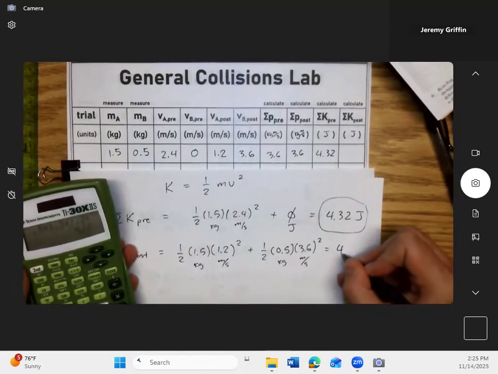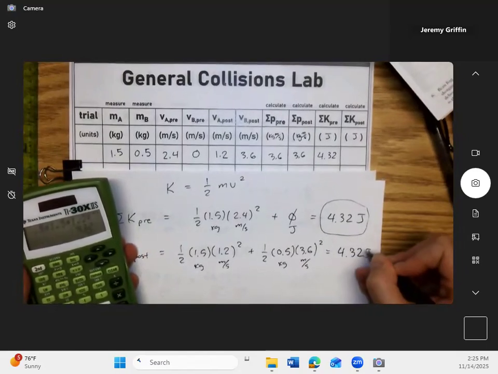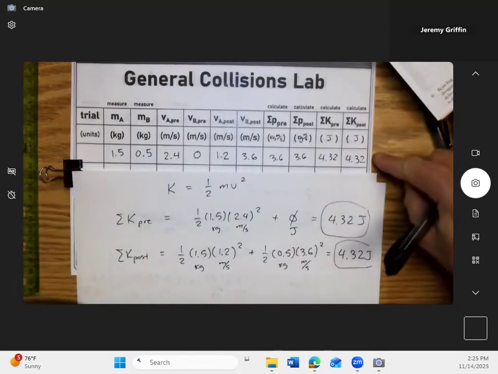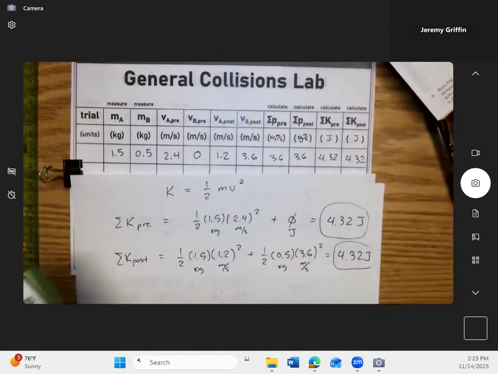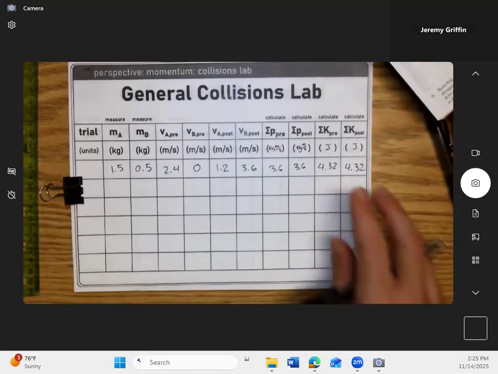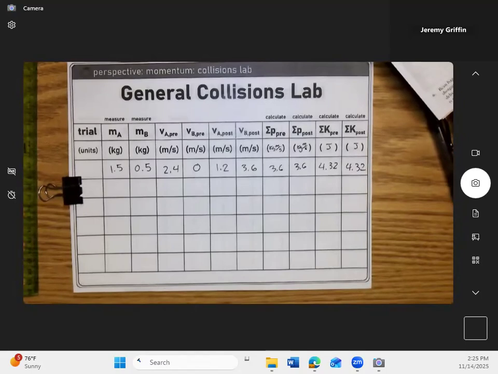Oh, look at that. It's 4.32 joules. So I have a really textbook ideal scenario because the kinetic energy was also conserved, and for an elastic collision, that should be the case. So here's a numerical example.